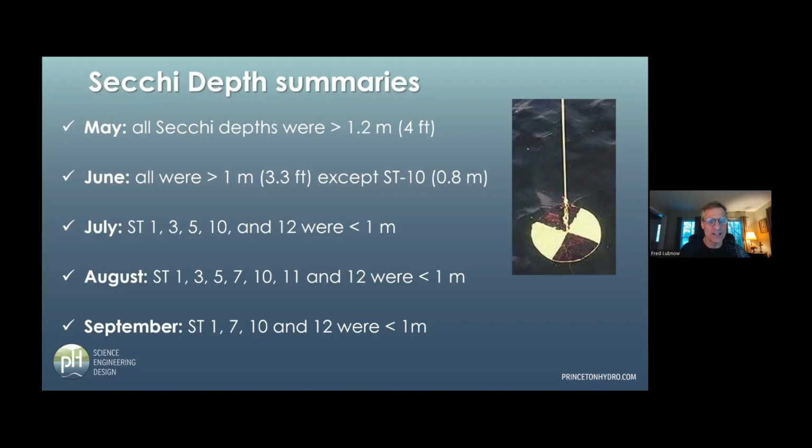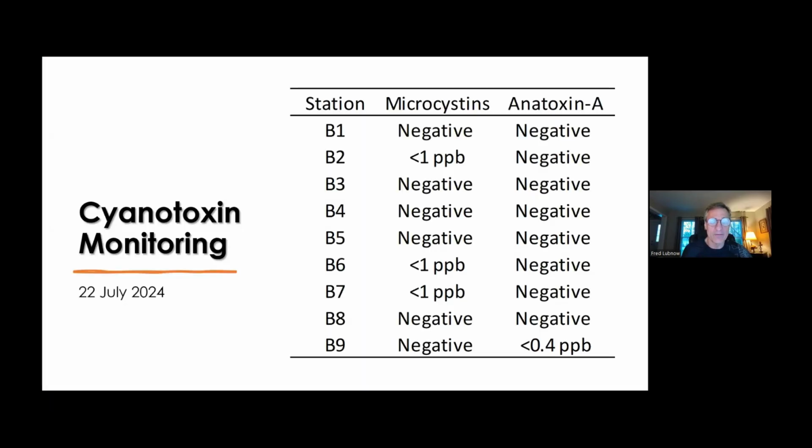And then you can see once we got into July and August, a number of the stations were less than a meter. And then by the time we got to September, the number of stations that were less than a meter were on the decline. But when you look at these values, most of the turbid areas tend to be in the northern end or in Crescent Cove, which is Station 3. But I will show you some interesting data when we talk about Crescent Cove for 2025.